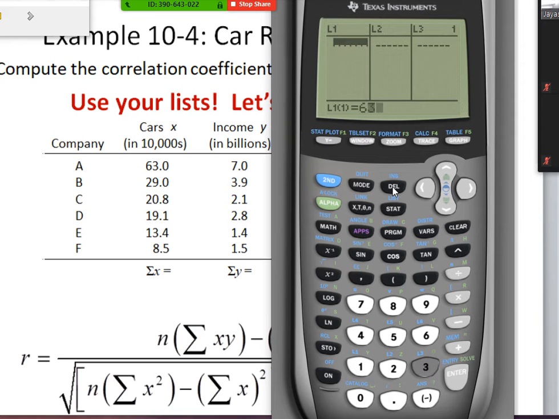So everybody type yours in: 63, 29, 20.8, 19.1, 13.4, 8.5. And then go over and type in your y's as well: 7, 3.9, 2.1, 2.8, 1.5. And then, this is really important.